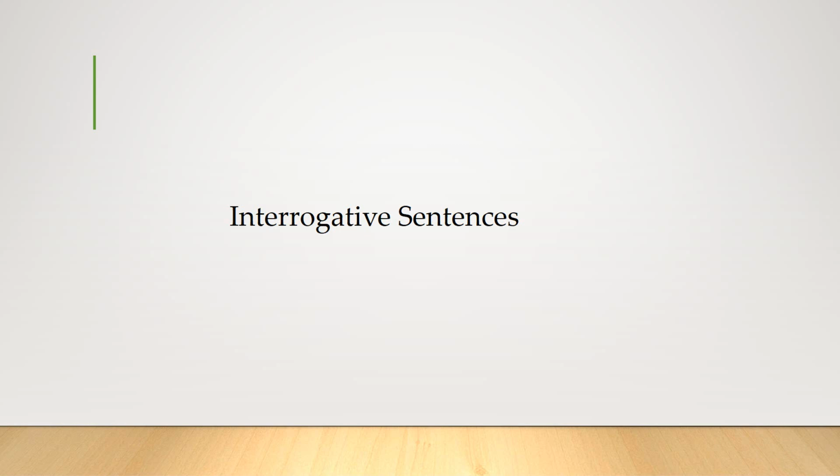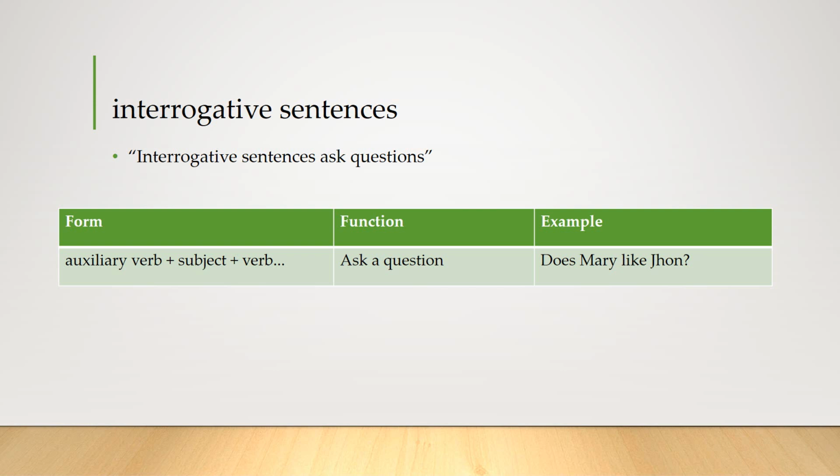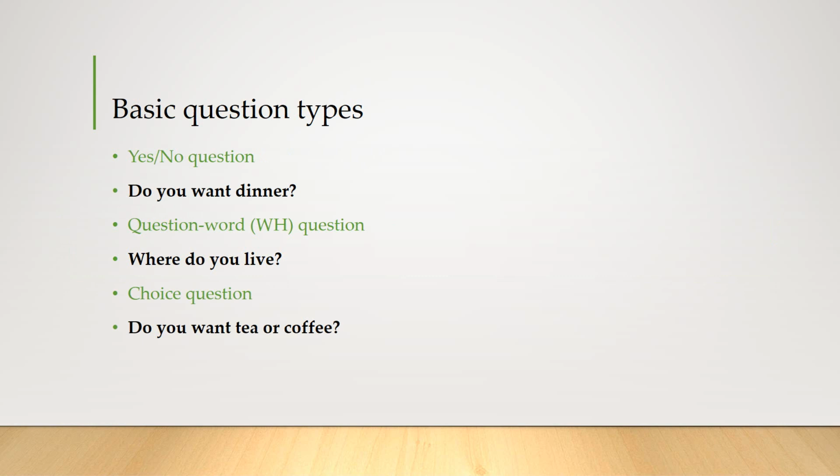Next comes interrogative sentence. Interrogative sentence asks questions. The basic function of an interrogative sentence is to ask a direct question. It asks us something or requests information. Interrogative sentence requires an answer. This is the basic structure. There are 3 basic question types and they are all interrogative in nature.